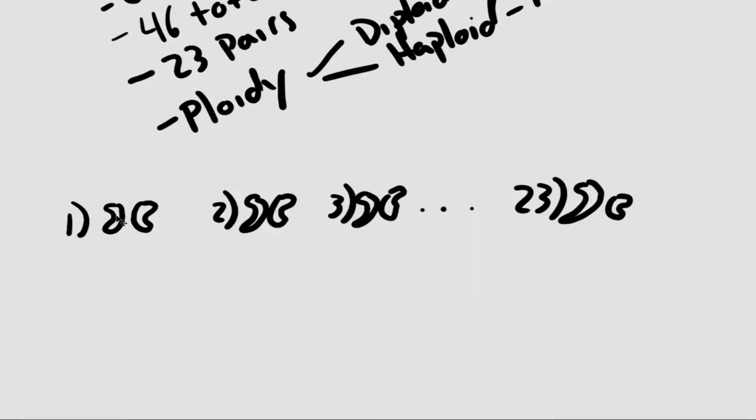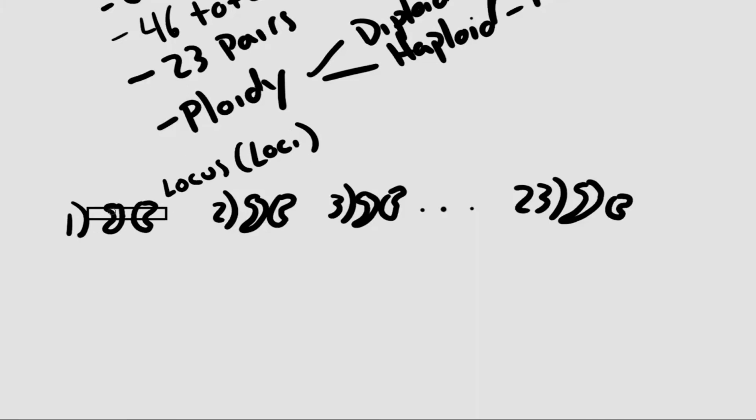And at a specific location on the chromosome, you're going to find a specific gene. And so we have a term for this location. We call it a locus. By locus, I mean location. So we call this location a locus, also known as loci for plural. All right, so at this locus, you will find a specific gene.